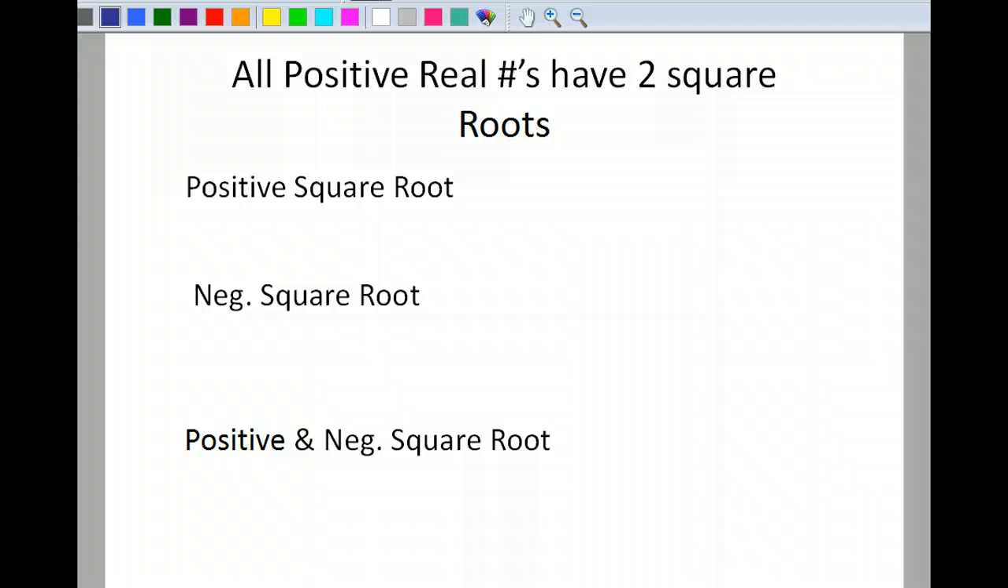Okay, whenever we're talking about these solutions, all positive real numbers are going to have 2 square roots. So I could be looking for a positive square root, which would be notated by the square root symbol. I could be looking for the negative square root, which would be notated by the negative square root sign. Or I could be looking for the positive negative, so that'll just have plus, minus, and then our square root symbol.